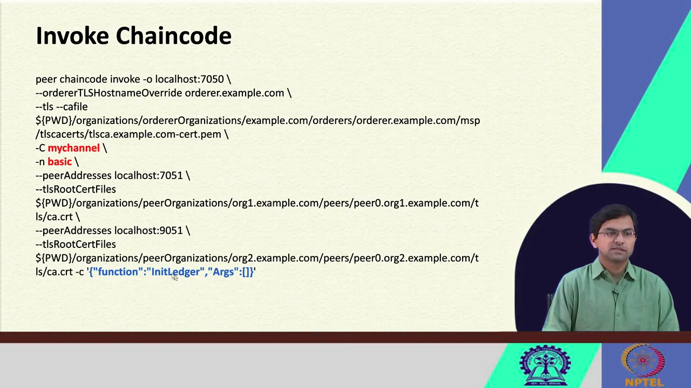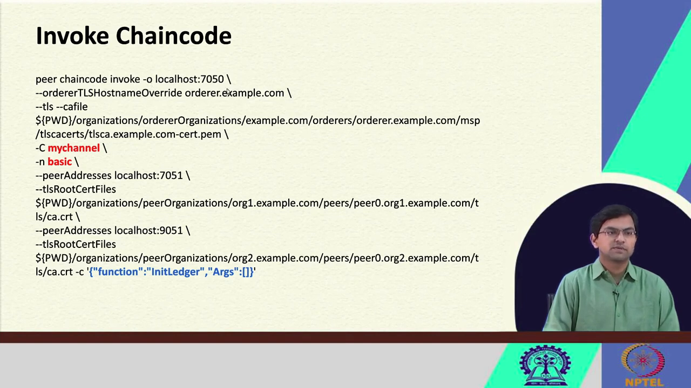The function inside the chain code, we are invoking init ledger here, and the arguments list is empty, we are passing an empty list. So, the command is PR chain code invoke, and then we are passing a bunch of other options. So, we are first saying -o localhost 7050, this is the location of the orderer.